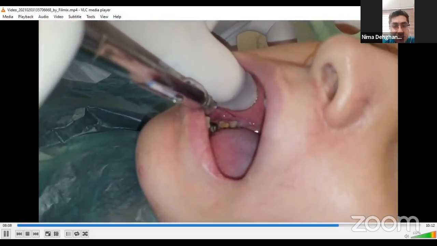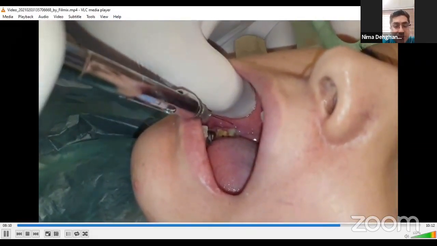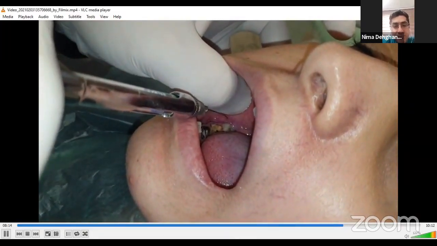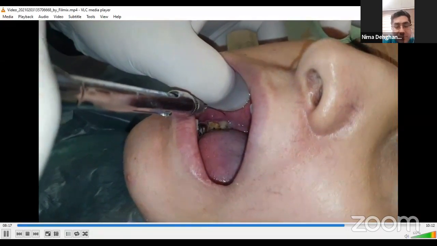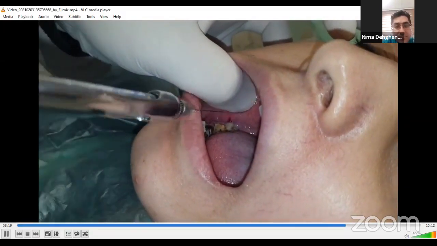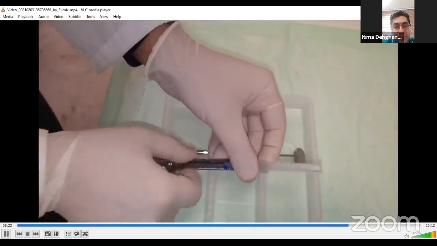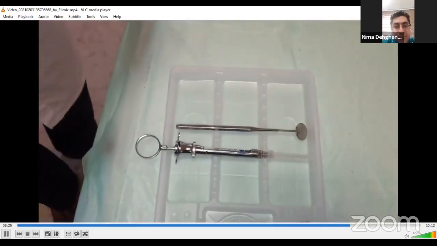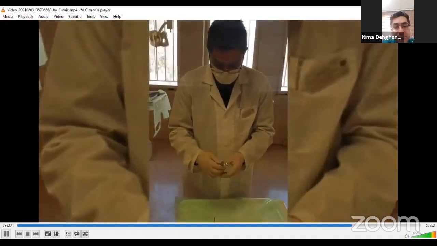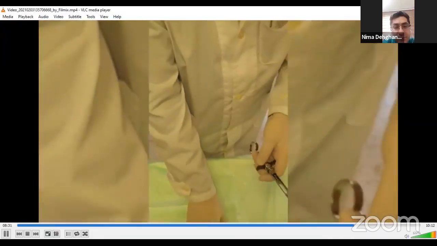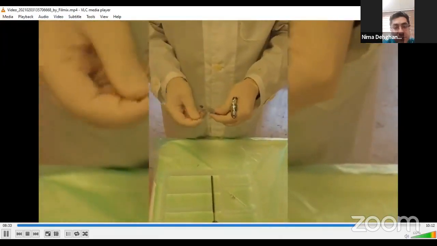And finally, we block the long buccal nerve to anesthetize the buccal mucosa of the molar areas. And we should cap the needle with the one-handed technique. And here is the next patient.